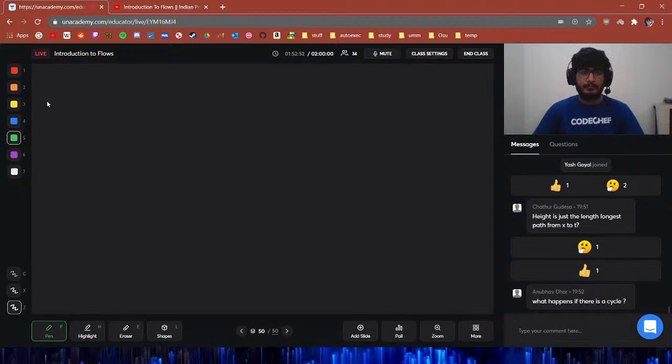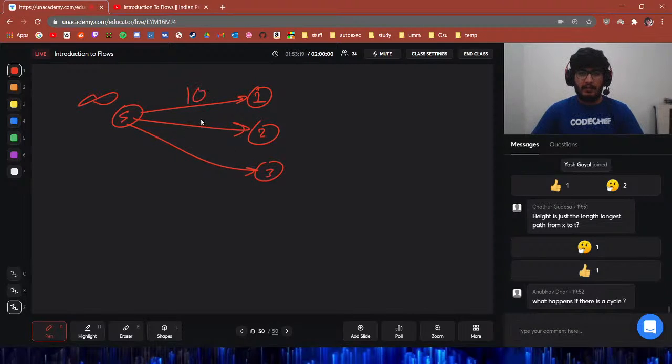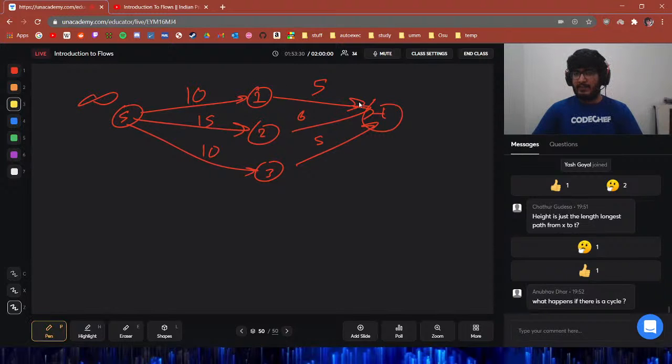So here, what I want to talk about is this excess function, right? The excess function is basically the amount of flow coming into this node minus the amount of flow going out of this node. So source, we go to 1, we go to 2, we go to 3. Let's say this has flow 10, this has flow 15, and this is flow 10 again. 5, 6, 5, this is the destination. So this is the current flow as well, right?